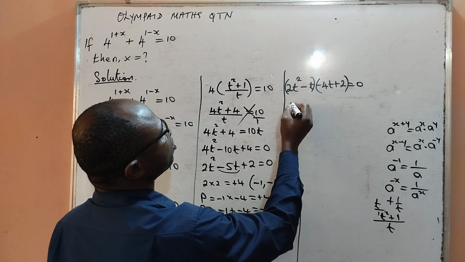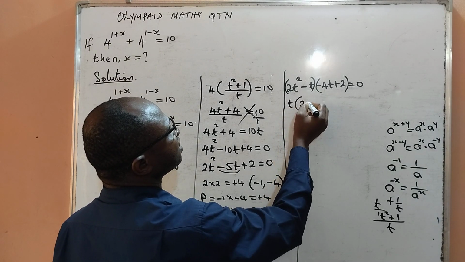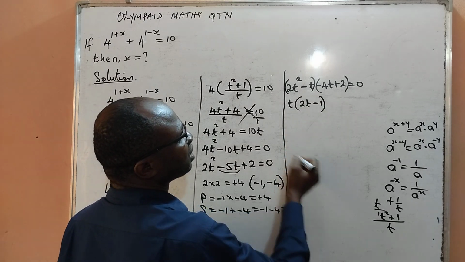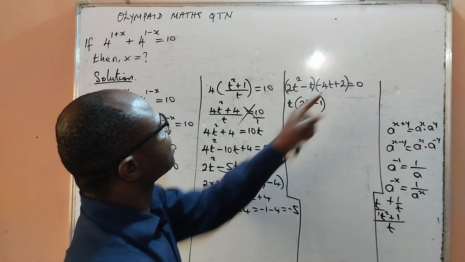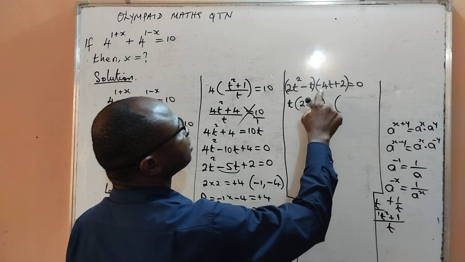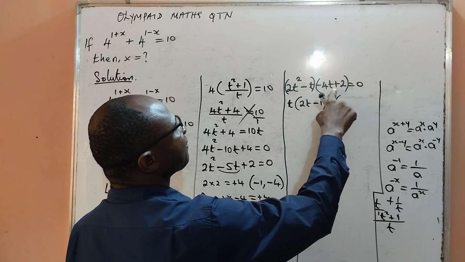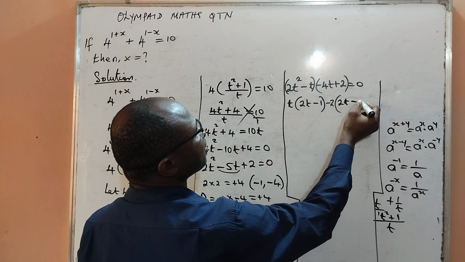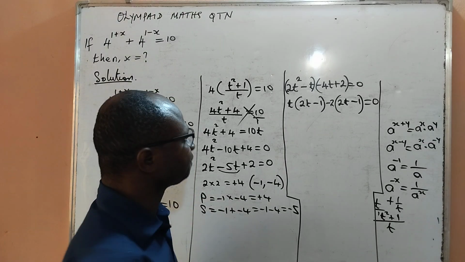And from the first bracket, what is common is t, leaving me inside the bracket 2t minus 1. And again, from the second bracket, what is common is minus 2, so that what I have inside the bracket will now be 2t minus 1, everything equal to 0. I want to explain what I have done now.